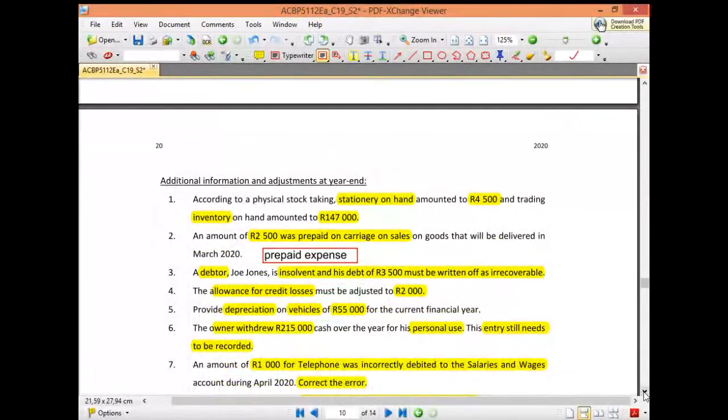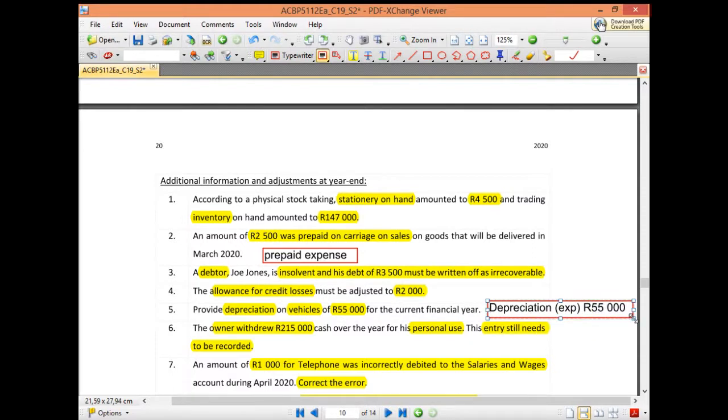Then we provide for depreciation of the vehicles of 55,000. So this is depreciation, which is an expense, and they've given you the value, which is 55, so we're just going to add it to our expenses of 55.